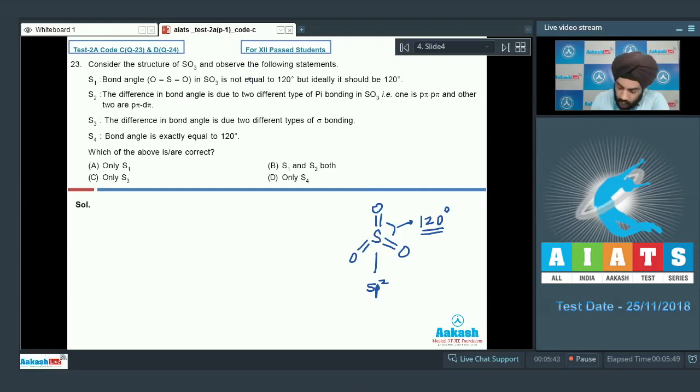It says that it is not equal to 120 degree. Let us look at statement 2 now. The difference in bond angle is due to two different types of pi bonding in SO3, that is one is p pi p pi and the other two are p pi d pi.